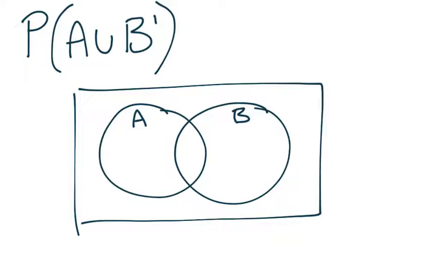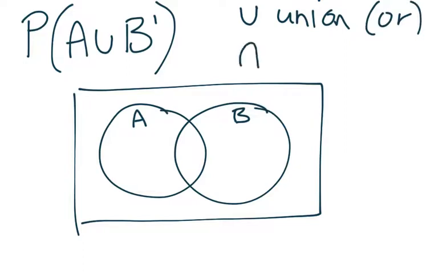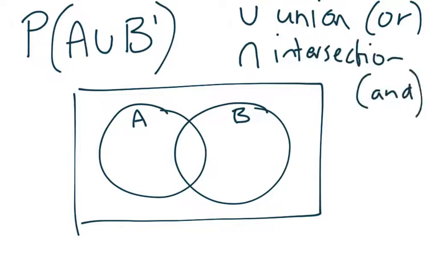Okay, so for Venn diagrams and shading them, you've got to remember that this symbol is union, meaning or. The upside down one is intersection, which also means and. Apologies for my writing. So we've got here the probability of A union the complement of B.